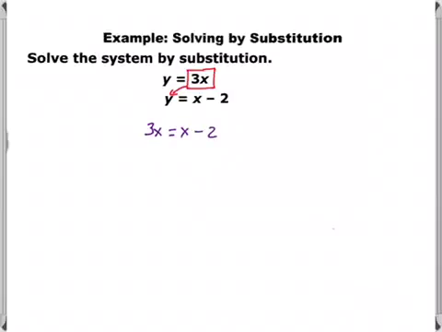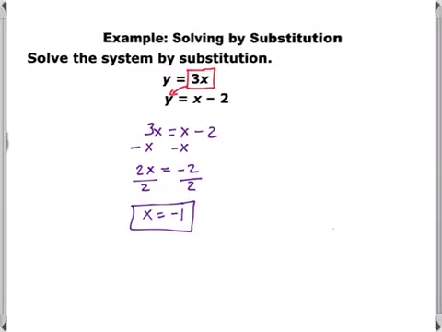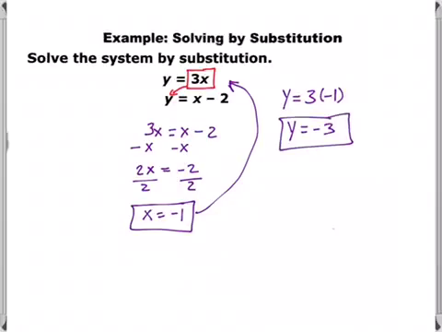Then I just want to solve this for x. So I'll subtract x from both sides. I've got 2x equals negative 2. I'll divide by 2. And I get x equals negative 1. Now to find y, all I have to do is plug this back in for x and solve for y. So y equals 3 times negative 1, which means y equals negative 3. So the ordered pair that is the solution to this problem is negative 1, negative 3.